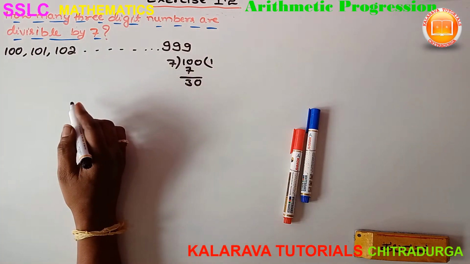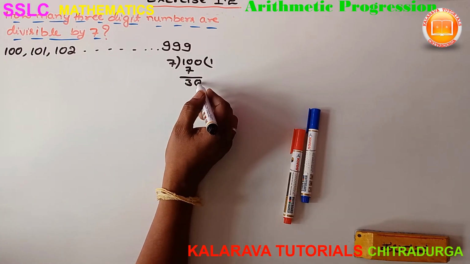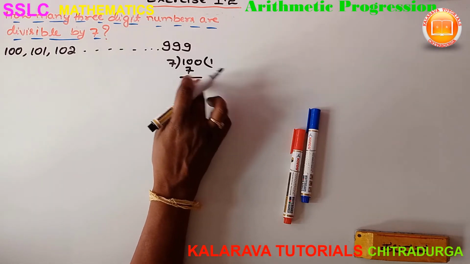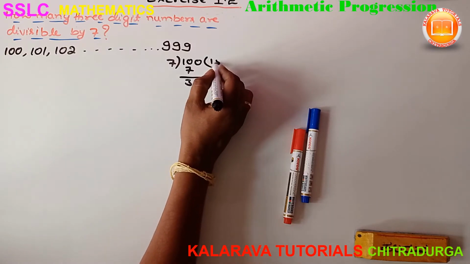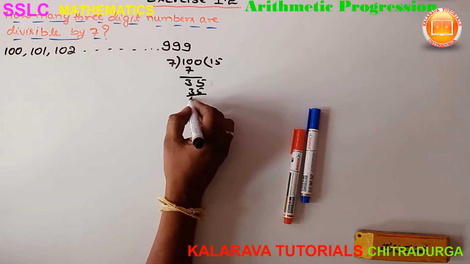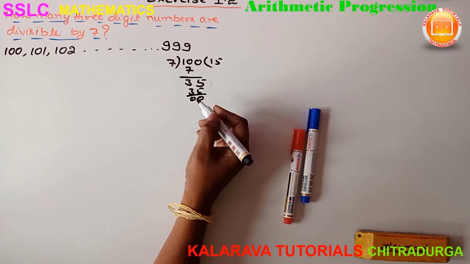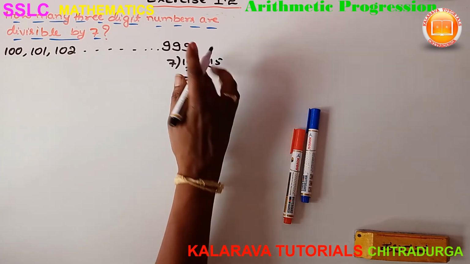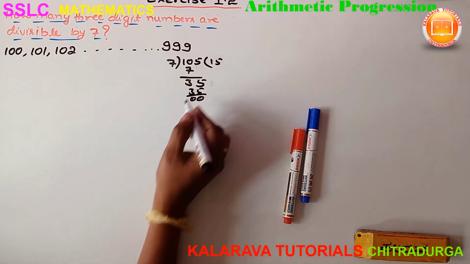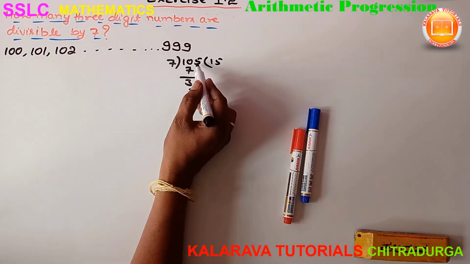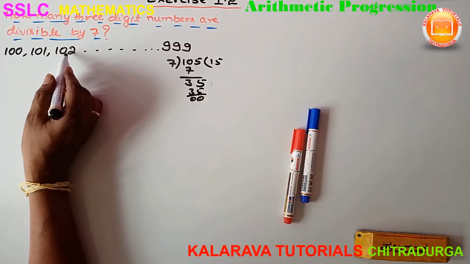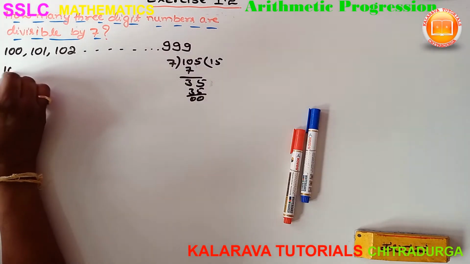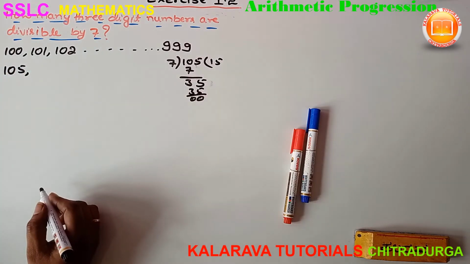We have to go forward from this one. If you put this 5, 7 fives are 35, which is completely divisible by 7. That means for getting this, it becomes 5. The first number which is divisible by 7 is 105. 100 is not divisible by 7, this is also not divisible, this is also not divisible. The first number which is divisible by 7 is 105.